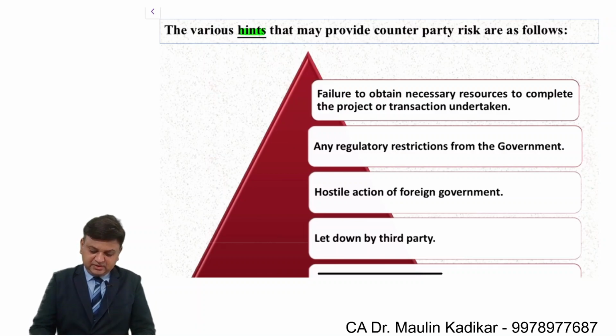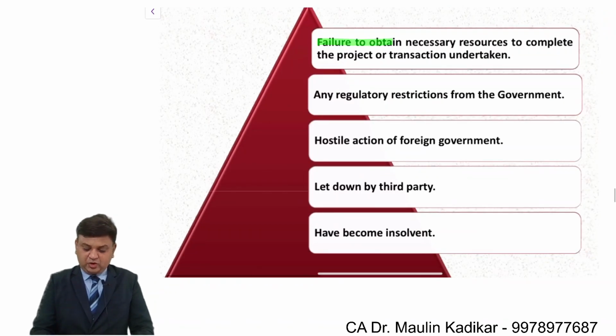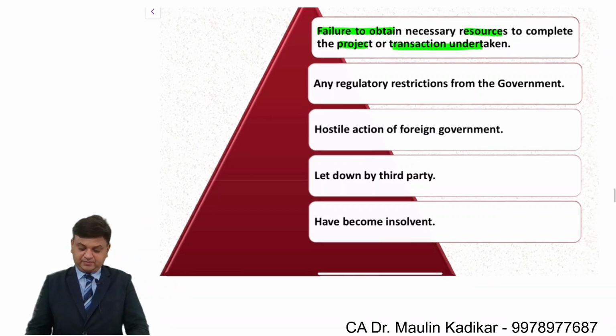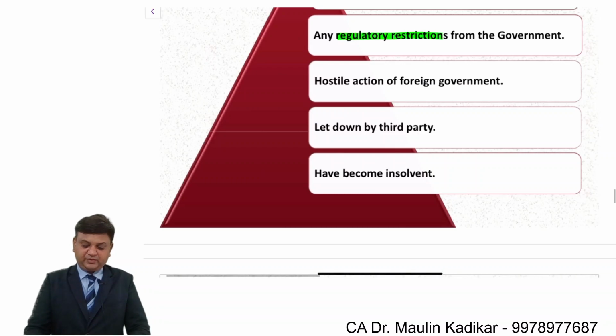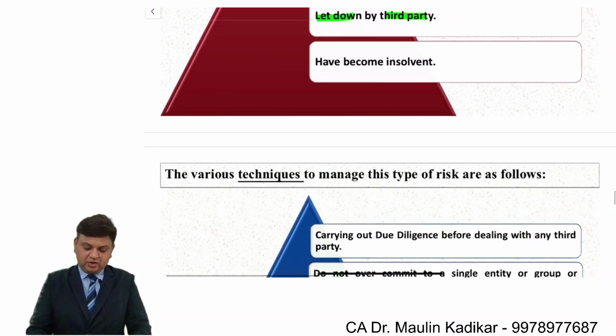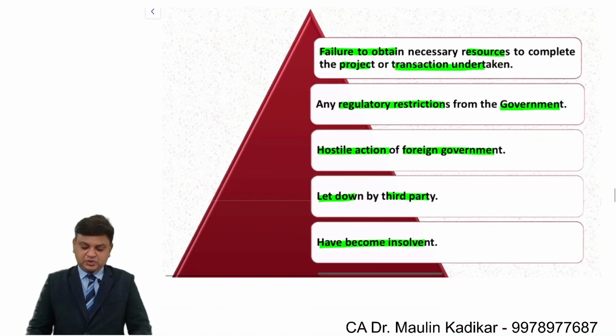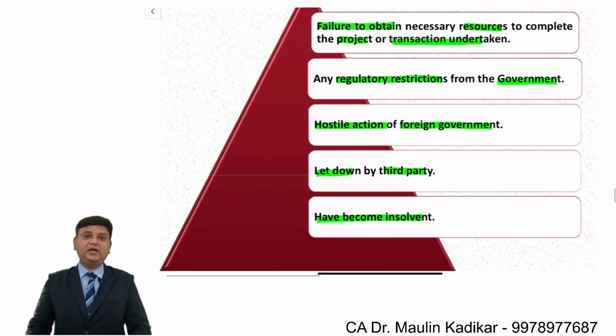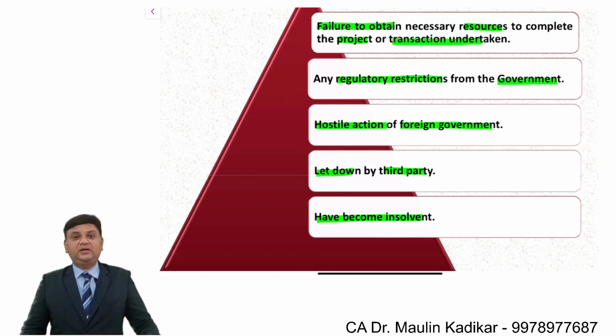The various hints that may indicate counterparty risk are as follows. Failure to obtain necessary resources to complete the project or transaction undertaken. Any regulatory restriction from the government. Hostile action by the foreign government. Let down by a third party, or they have become insolvent. So these are the hints that the counterparty will not be able to survive, or is not going to meet the transaction commitment which they have given to you.